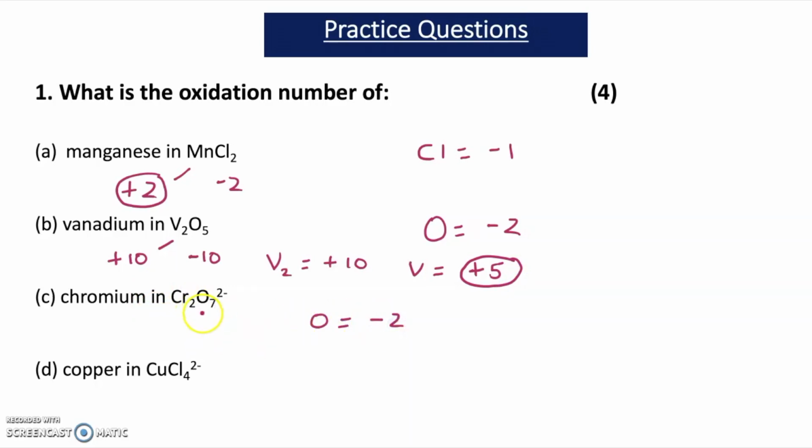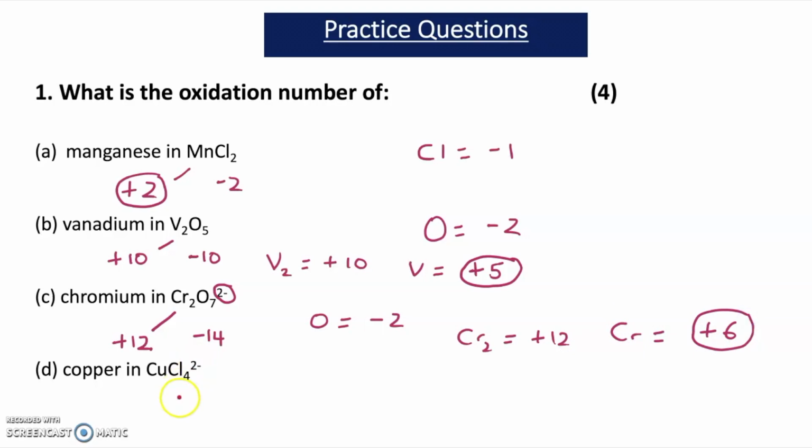Now question C is asking you for the oxidation number of chromium in Cr2O7 2-. So oxygen is -2. There are 7 oxygens, so that's a total of -14. The ion has a 2- charge, so we have to cancel all the minuses but 2. So therefore the 2 chromiums have a total oxidation number of +12, and each chromium therefore has an oxidation number of +6. Now you might recognize that the Cr2O7 2- ion is the dichromate ion.